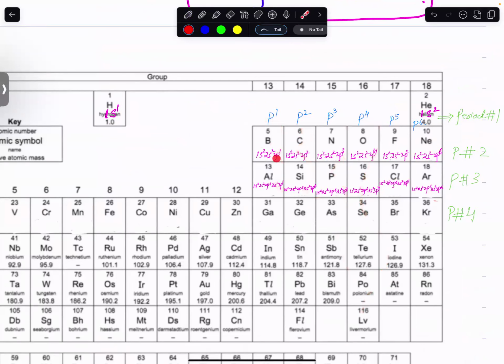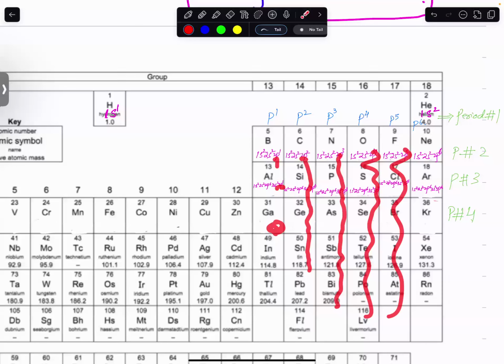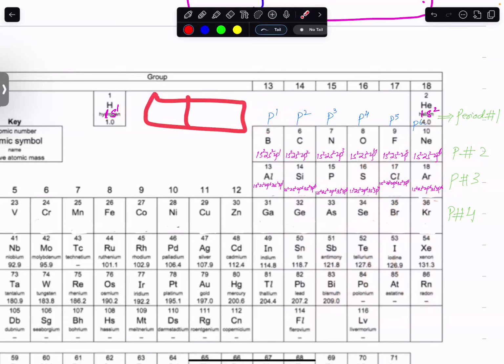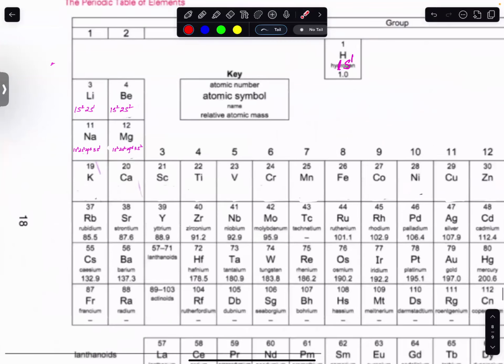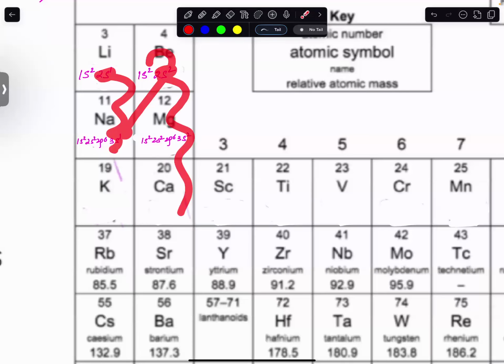Now, if this is 2p1, this is 3p1, what should this be? 4p1. Then 2p2, 3p2, 4p2, 5p2, p3, p4, p5 in each period. So p1, 1 unpaired, p2, 2 unpaired, p3, 3 unpaired, but p4, 2 unpaired, p5, 1 unpaired, p6, no unpaired. These are p block. And 2s1, 3s1, 2s2 are called s block.